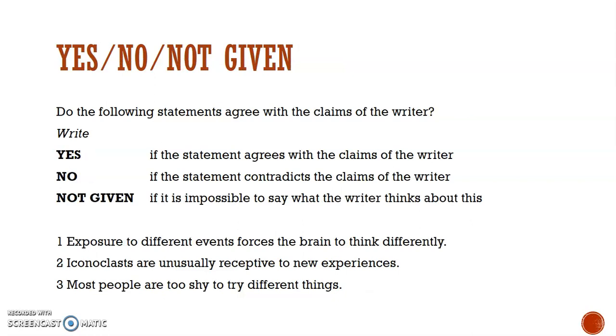Okay, we move to yes or no or not given. This is the example. Do the following statements agree with the claims of the writer? Write yes, no, or not given. When the answer is yes, it means that the statement agrees with the claims of the writer. If no, this contradicts the claims of the writer, and if not given, it is impossible to say what the writer thinks about this. So, for example, number one, if the statement agrees with the claims of the writer, you will write down yes. If it contradicts, you write down no. And if it's impossible to say what the writer thinks about it, you can write not given.